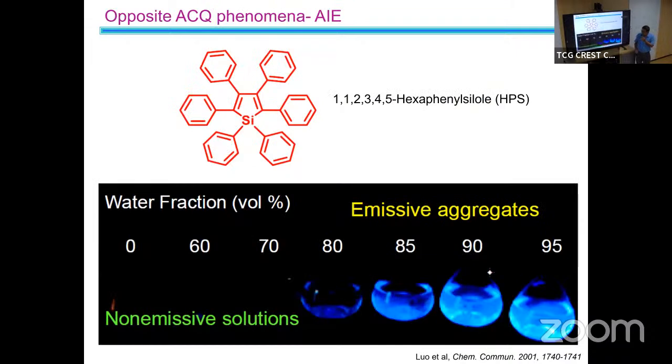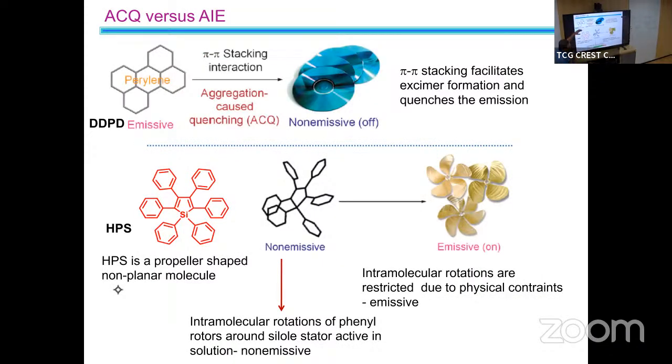But there are other classes of molecules which show the opposite phenomenon. This is called aggregation induced emission. What happens here? In solution form it is non-emissive. But once you induce the aggregation, you get a very high degree of luminescence. So why does it happen?